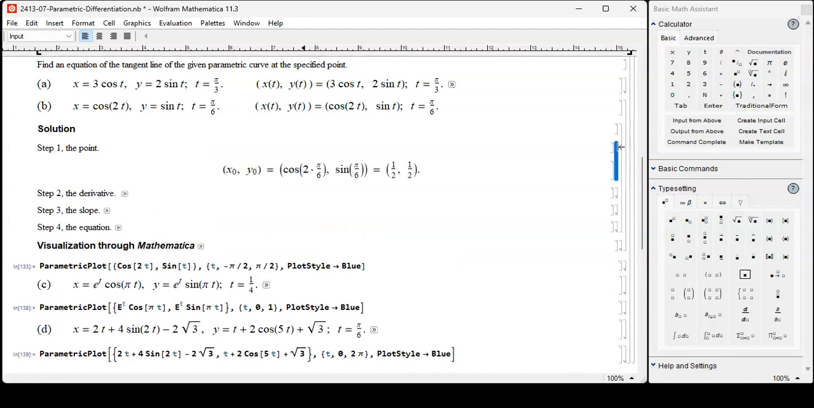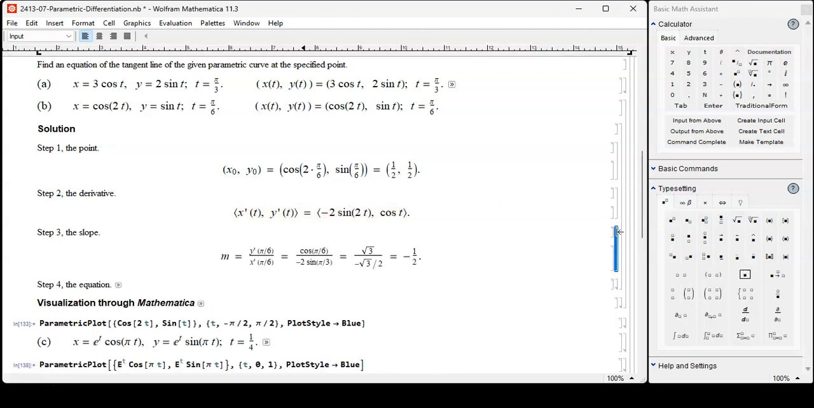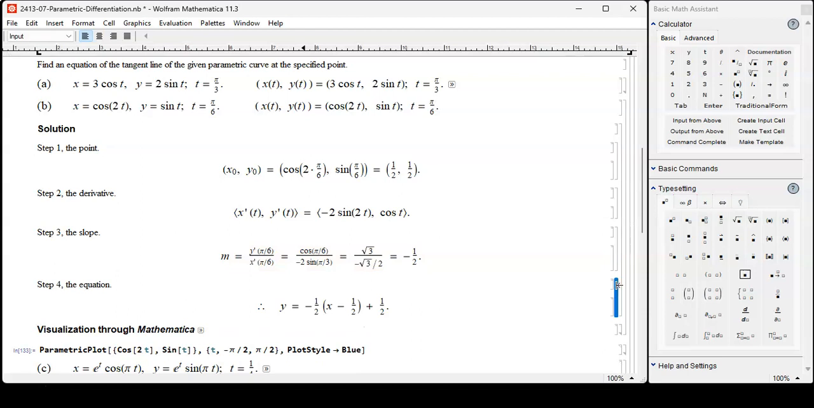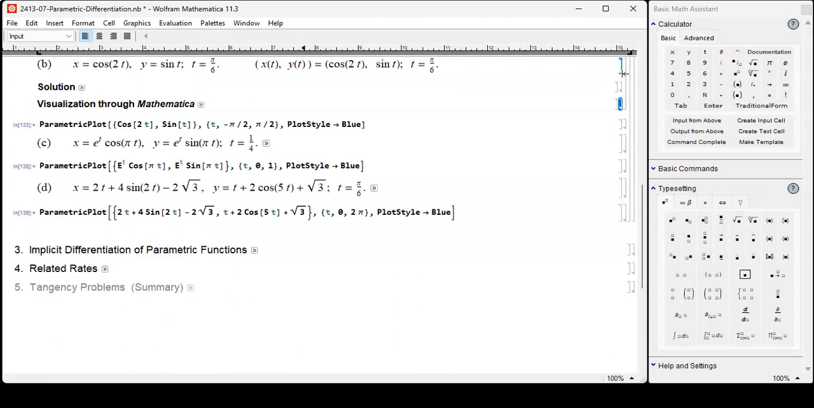First a point, yes, plug in, calculate. The derivative, okay, just a derivative computation, first component, second component. The slope, y prime over x prime evaluated at t naught, negative 1/2, and then the equation, the slope-point equation. Exactly the same as before. And then we have visualization, alright, that looks like a tangent line.